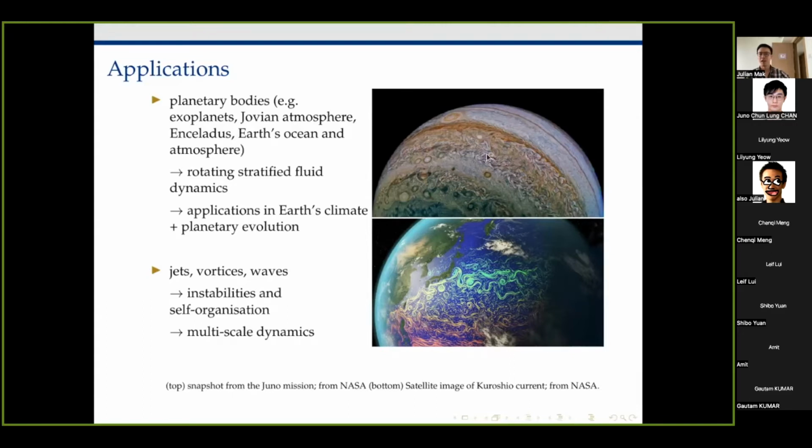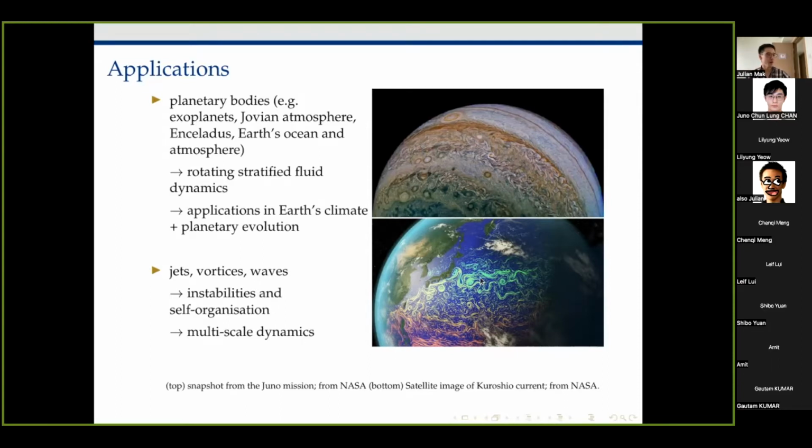So this is the atmosphere of Jupiter, from the recent Juno mission. What they see is a false coloring on the clouds, which are seen on the weather layer of Jupiter. At the bottom, this is the magnitude of the current speed inferred from what's called satellite altimetry. So these are observations, essentially.